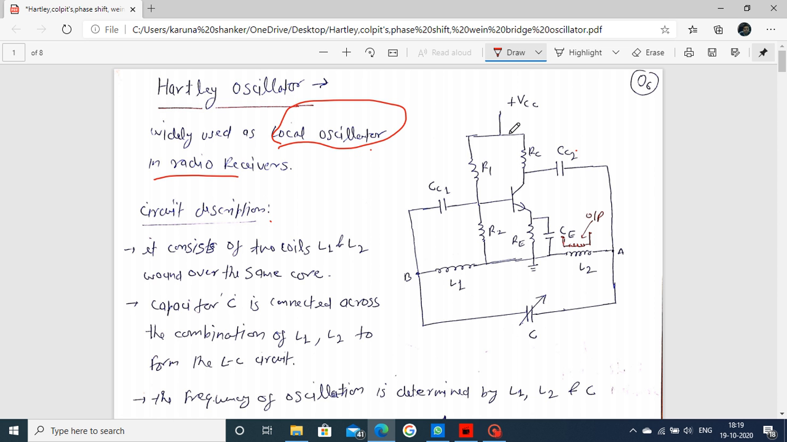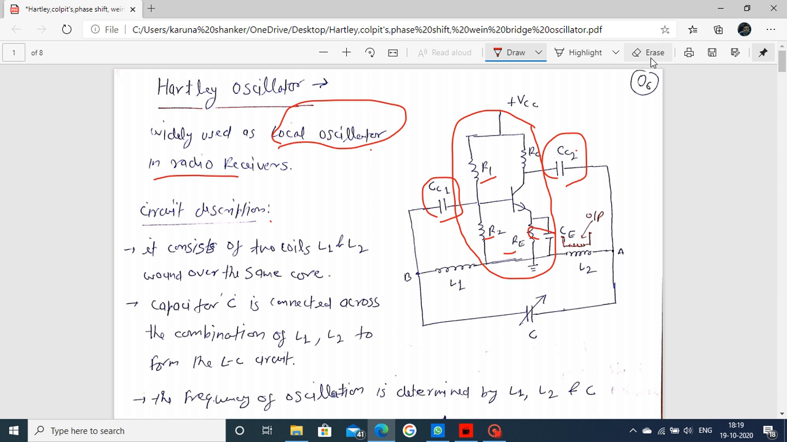You observe this one. This is a common emitter transistor amplifier. These are the biasing components, R1, R2, and RE. This capacitor is the bypass capacitor. We have already known this one. And there are two coupling capacitors, CC1 and CC2.